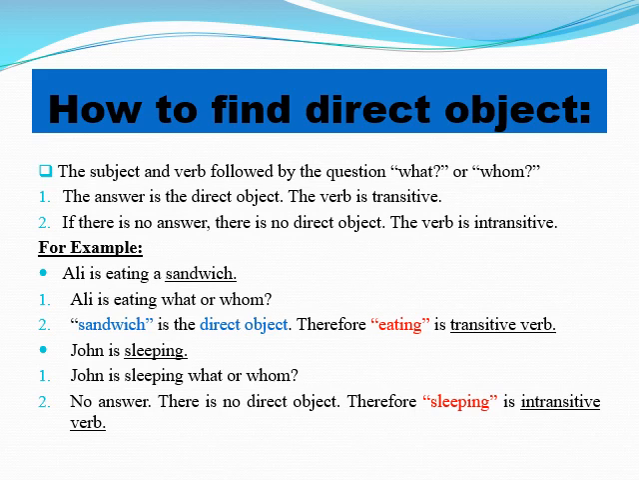Let's have another example. John is sleeping. Let's ask a question: John is sleeping what or whom? There is no answer. In fact, the question doesn't really make any sense. So since there is no answer, that means there is no direct object. Therefore, sleeping is an intransitive verb. I hope now you will be able to identify the direct object in a sentence.